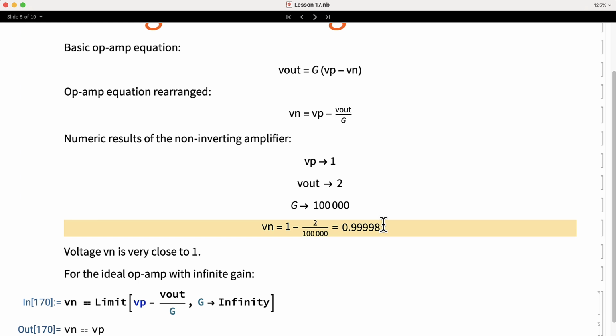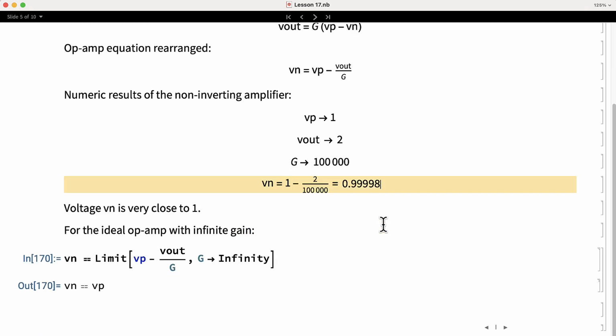For example, in the case of an ideal amplifier that has an infinite gain. If we calculate the limit when the gain G tends to infinity, we obtain that the voltage at the negative pin is the same value as the voltage of the positive pin. An op-amp with very high gain is always trying to make the voltage of the positive and negative pins the same.